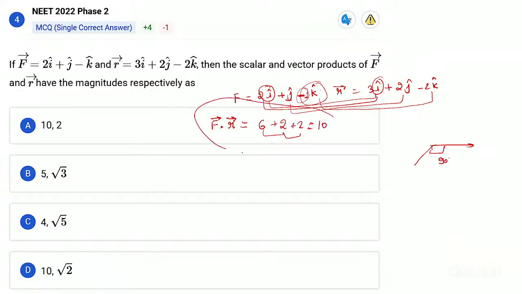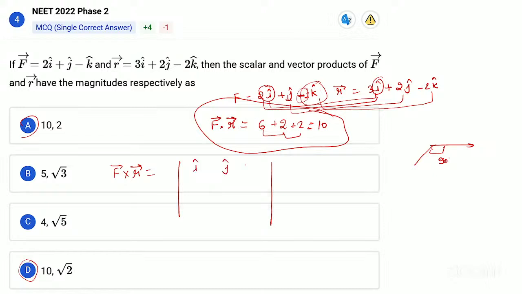So the magnitude of the dot product is 10. So we can filter out two options, option A and option D. So 2 and root 2 will definitely be the resultant of the cross product. Now we have to find out the cross product.